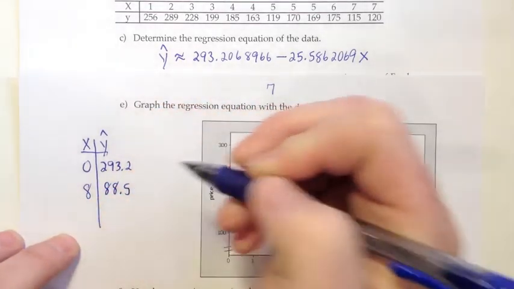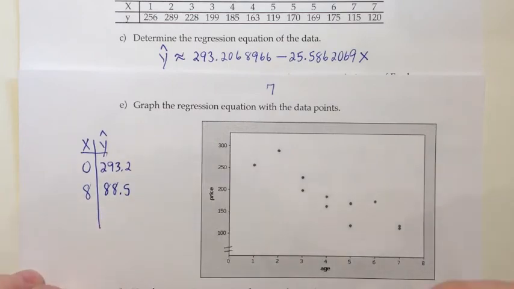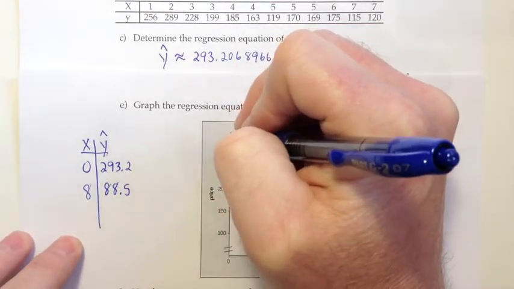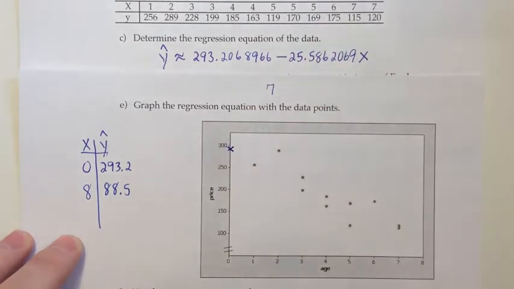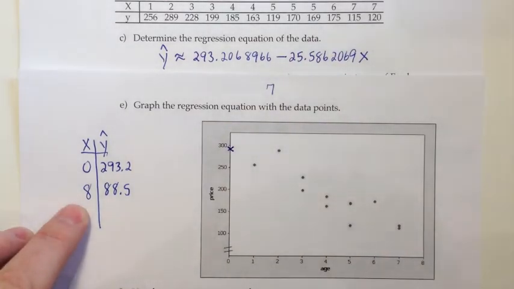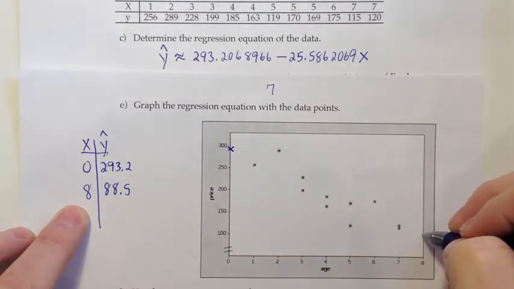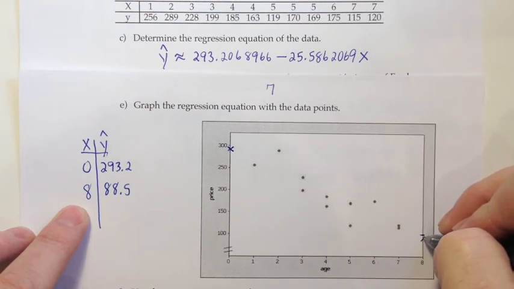And with two ordered pairs, I could go ahead and draw the line. So I have over 0 up 293.2 and over 8 up 88.5. So over 0, this is 250, that's 300, so 293.2 would be pretty close to the 300, maybe right about here. And then over 8 up 88.5, if I just kind of try and mark this off across, that would be the 100 right here. So 88.5 would just be a little bit below that, maybe right about here.